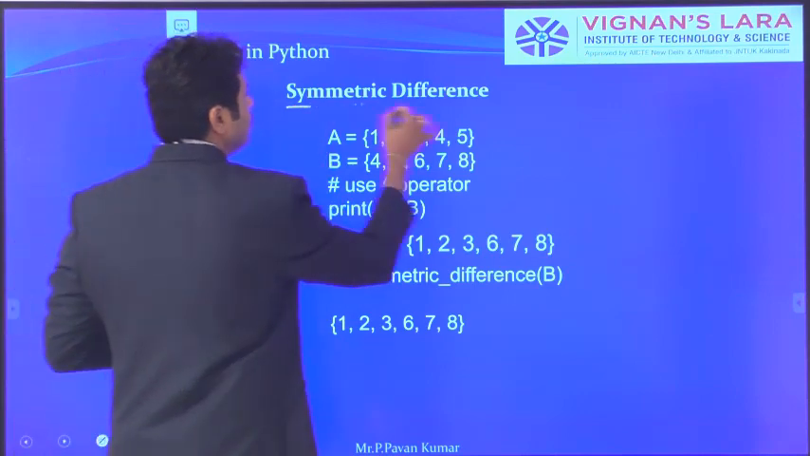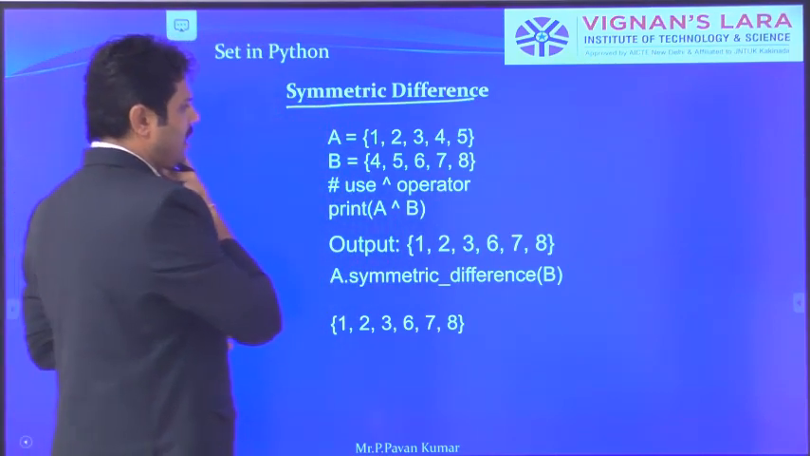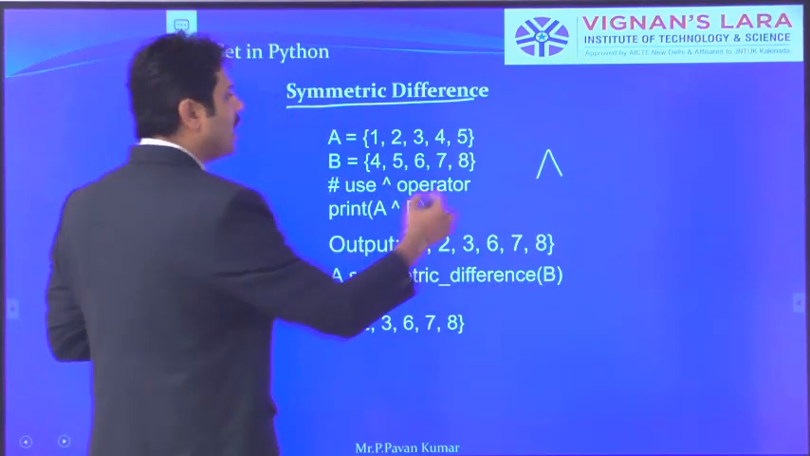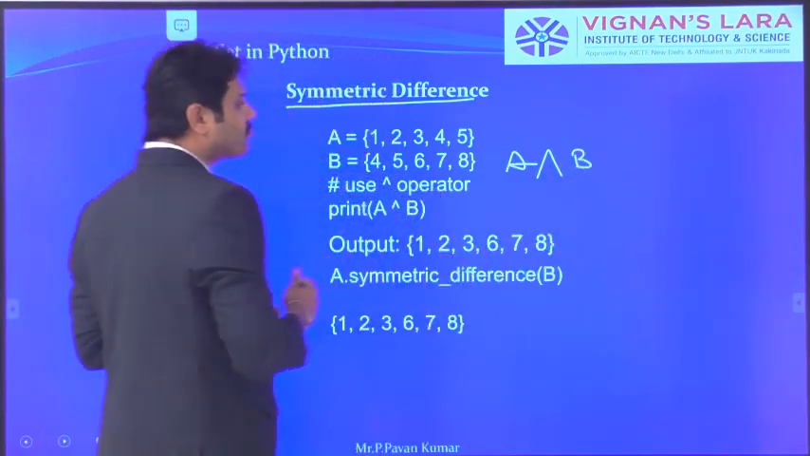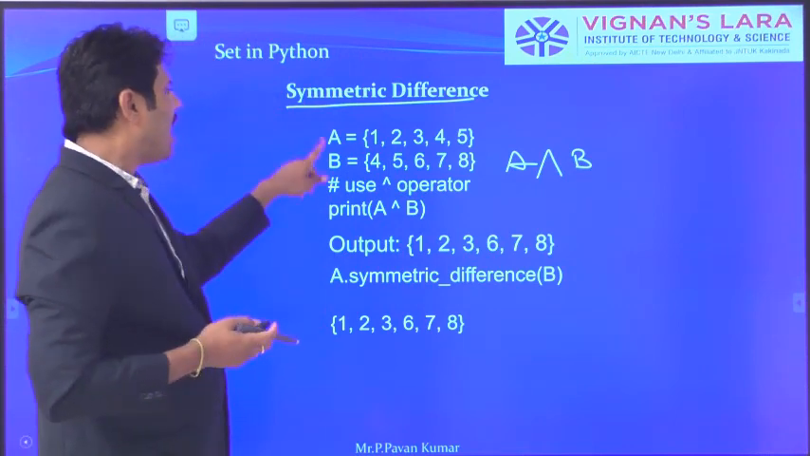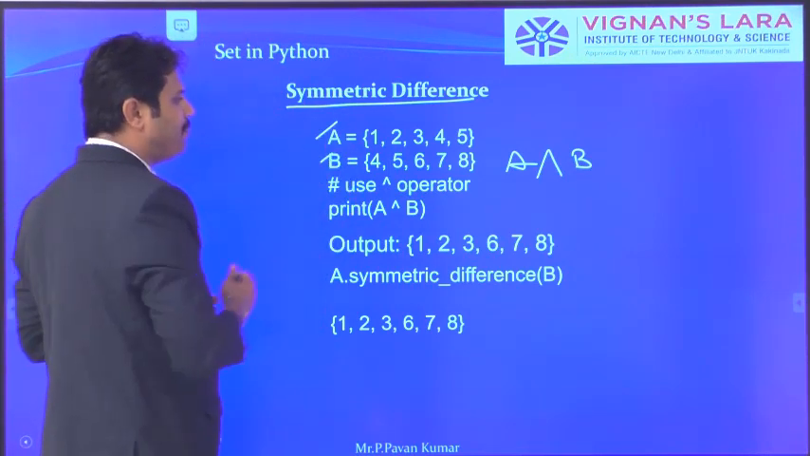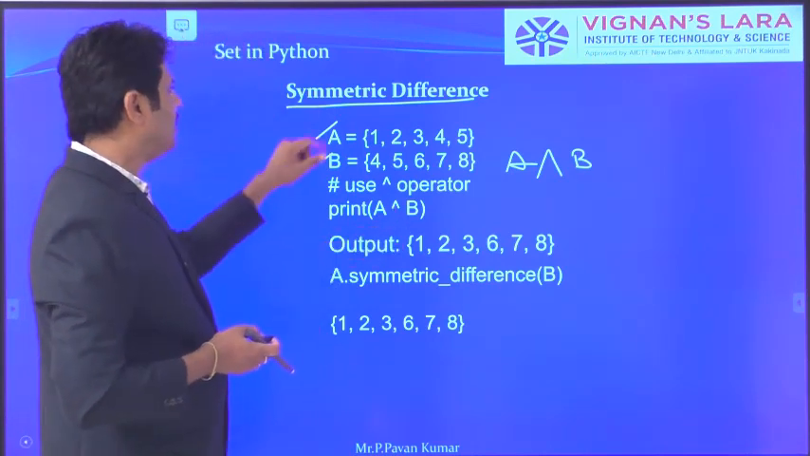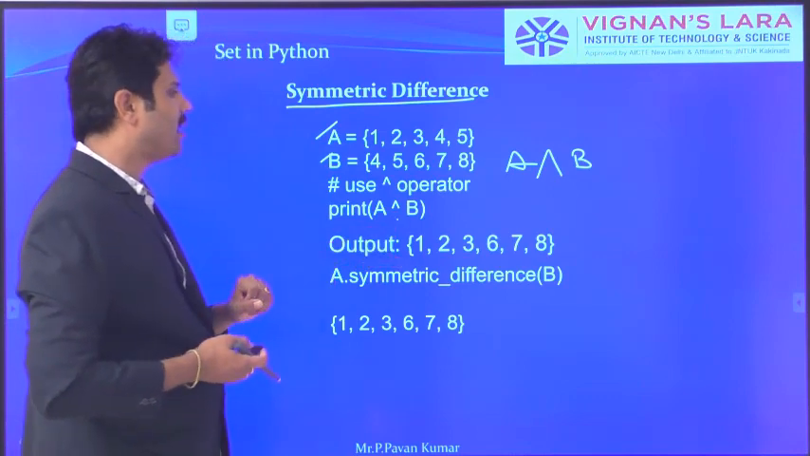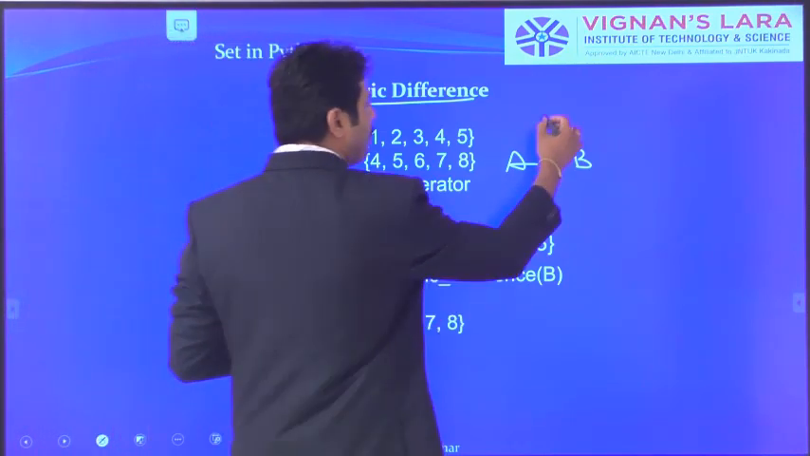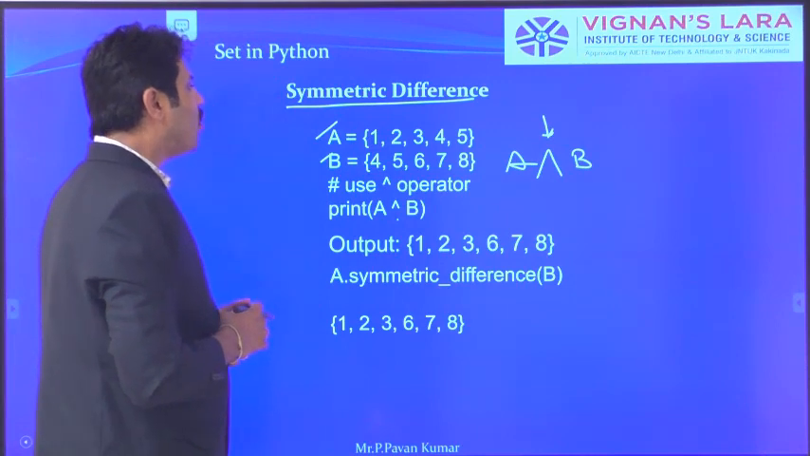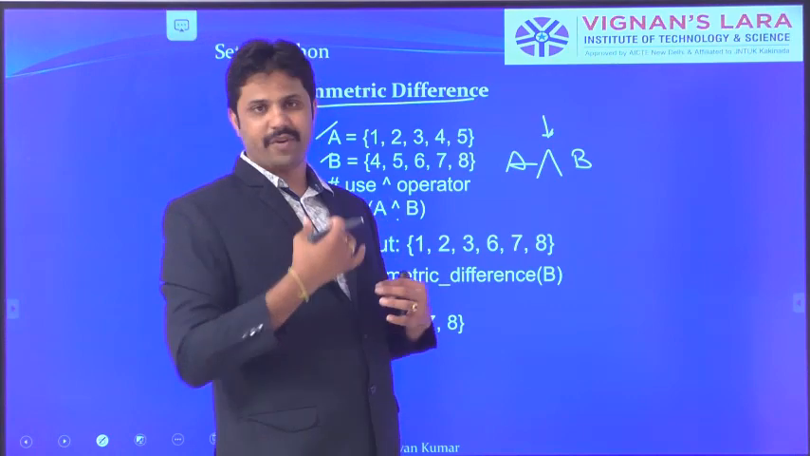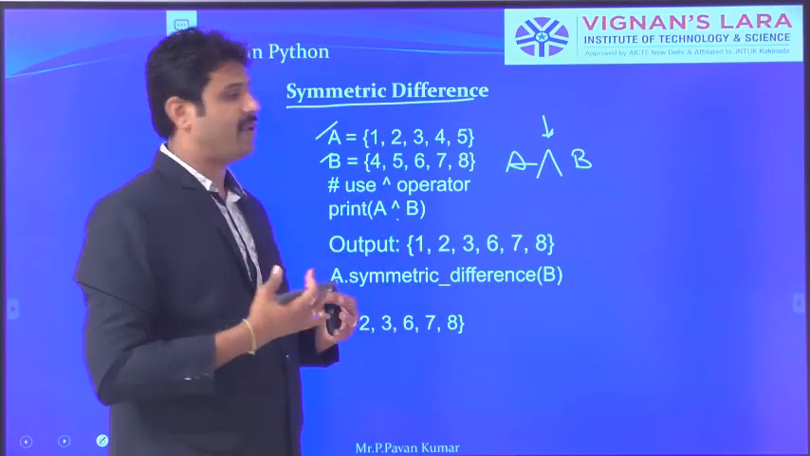Symmetric difference. Here the operator is used to perform this on A and B. Let us see about this. I have a set A and set B which contain some elements. I just use the symmetric difference operator, which we simply call the cap symbol. So what happened with this is that it is vice versa to difference.